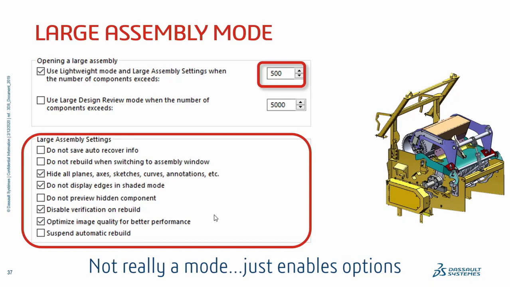Also you can set the large assembly settings, where when you select the check mark of the large assembly setting, it will open the assembly with those points where all the check marks are highlighted in the slide. Okay, so please select those check marks wisely, based on what data you want to show in the assembly.